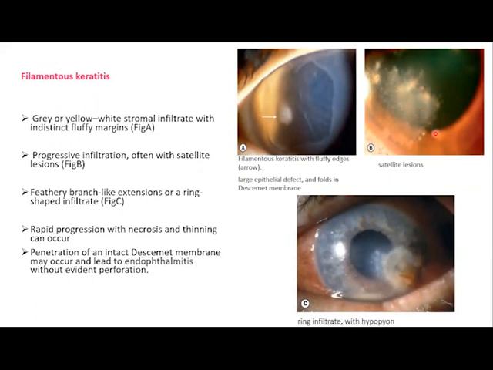Initially the stromal infiltrate with the initial lesion can progress into a progressive infiltration with satellite lesions. Next is a feathery, branch-like extension or a ring-shaped infiltrate. In this image, we can see a ring-shaped infiltrate and hypopyon. Rapid progression with necrosis and thinning of the cornea can occur, and penetration of an intact Descemet membrane may occur and lead to endophthalmitis without evident perforation.